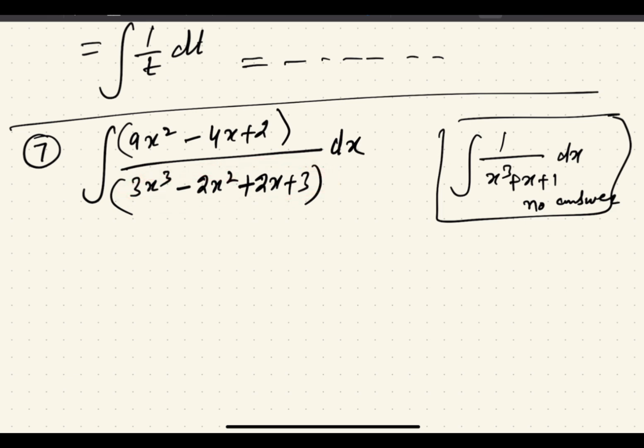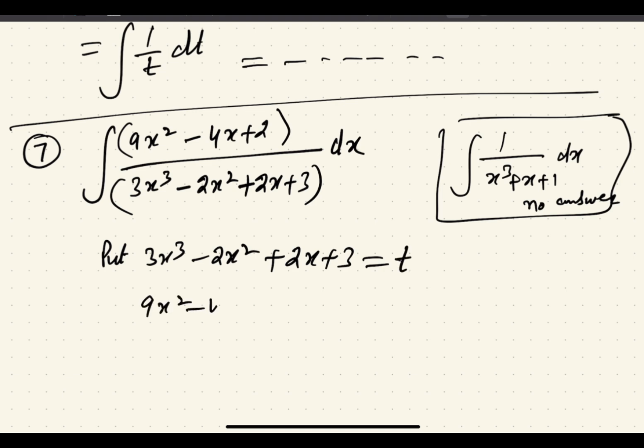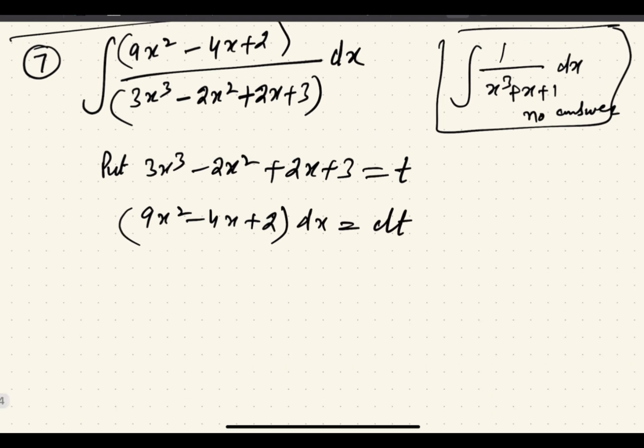I repeat again. Okay, now put this 3x cube minus 2x square plus 2x plus 3 equal to t, and derivative is 9x square minus 4x plus 2, and here dx, that equal to dt. And now replace, and this will be equal to dt over t, and then you can do the rest.